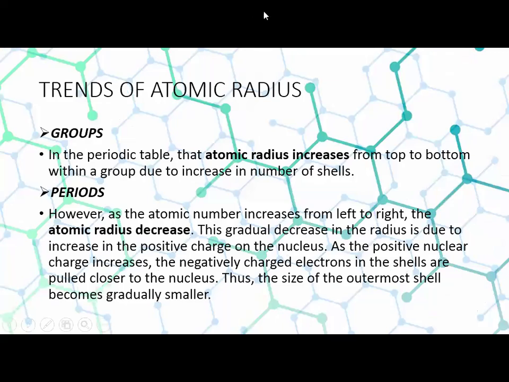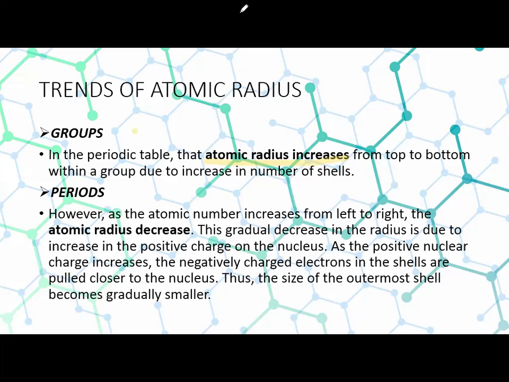Now, what are the trends of atomic radius in the periodic table? That is, does the atomic radius increase or decrease in a group or in a period? Let's see what happens. In groups in the periodic table, the atomic radius increases from top to bottom. Groups are vertical columns, and from top to bottom in a group the atomic radius increases. What is the reason behind this?